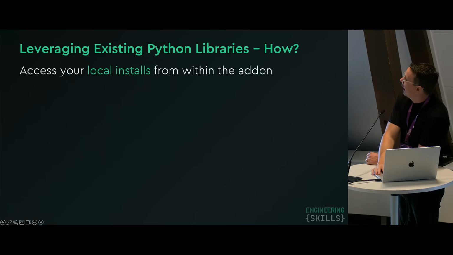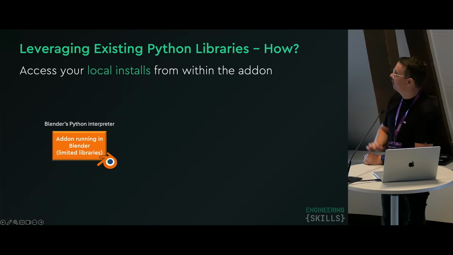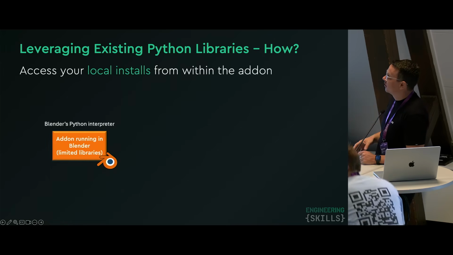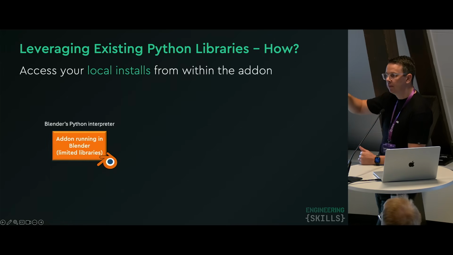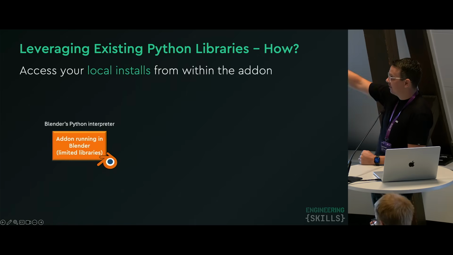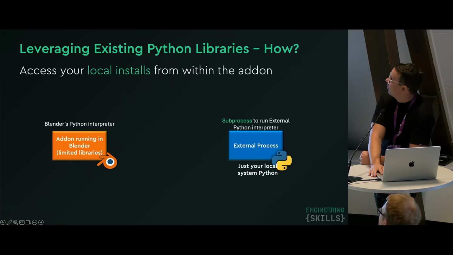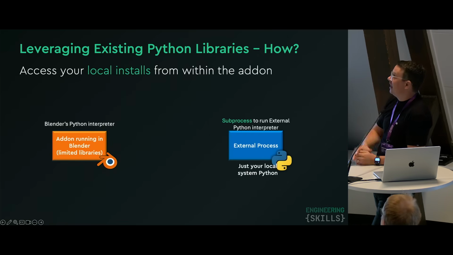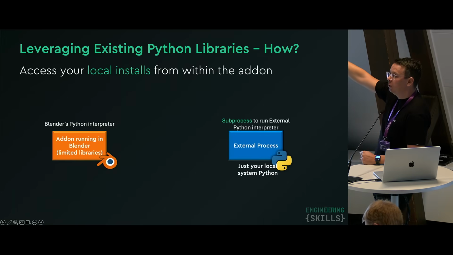So how do we do it? This is how I do it. We have Blender running. You've got your add-on running inside of Blender, inside of Blender's Python, essentially. And then every time the add-on wants to use a library that we don't have in Blender, what we do is we spin up an external process on your machine. You spin up a process on your machine that basically will just have access to all of the libraries you already have on your machine.